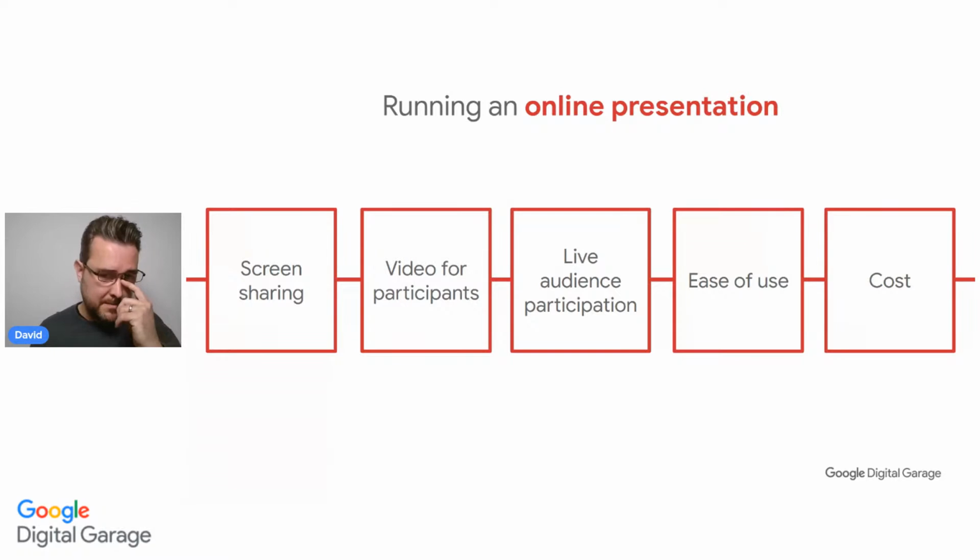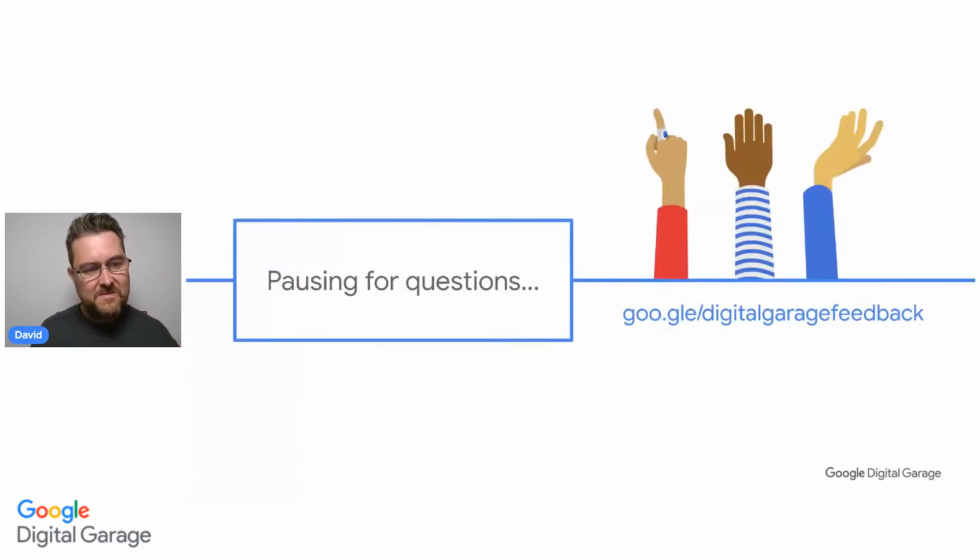You might also want to think about, okay, what system are you using? How easy is it to set up for you? And how easy is it for your participants, like you, the audience, to join? Ideally, it's going to be as simple as possible. And then finally, what are the costs going to be?